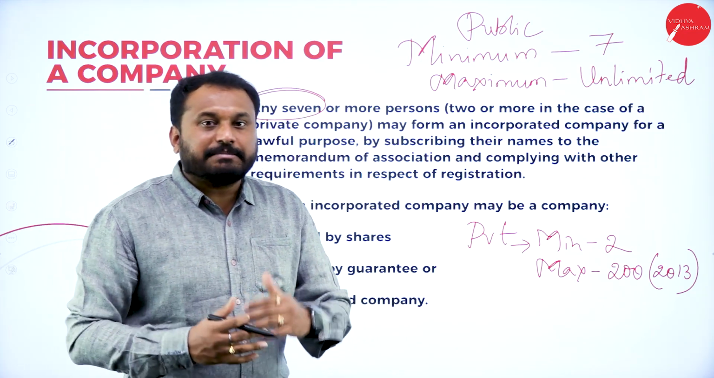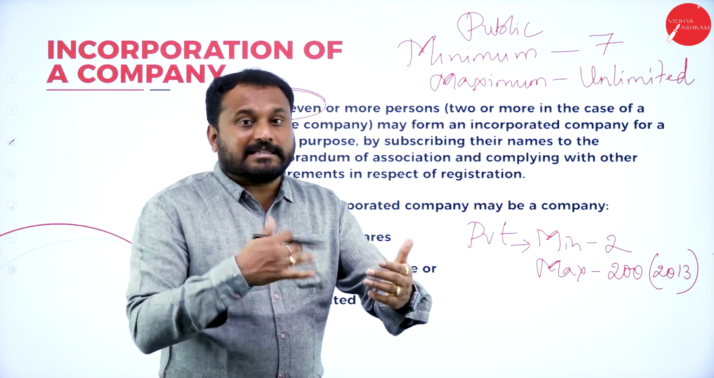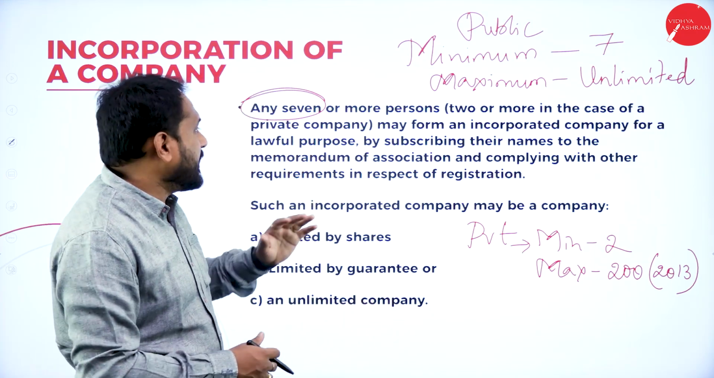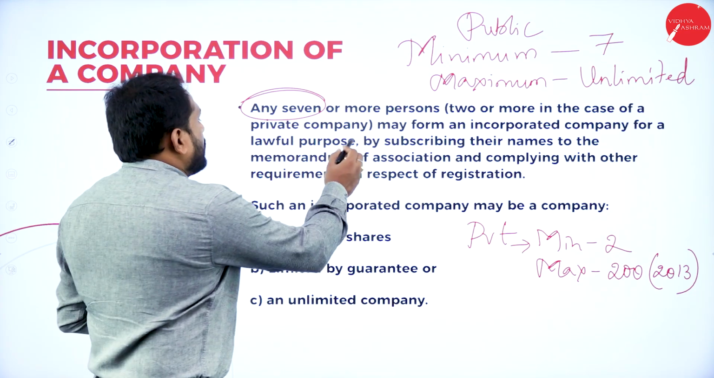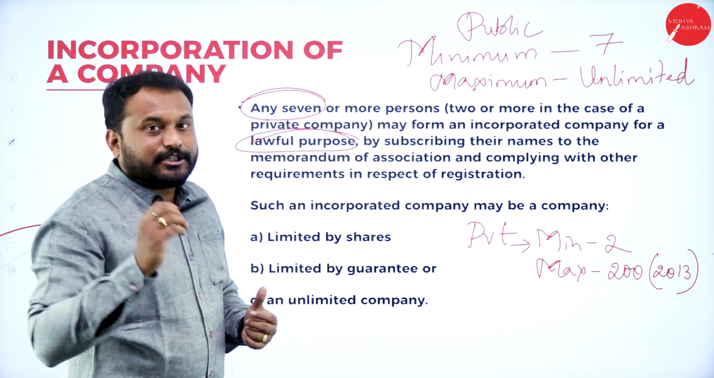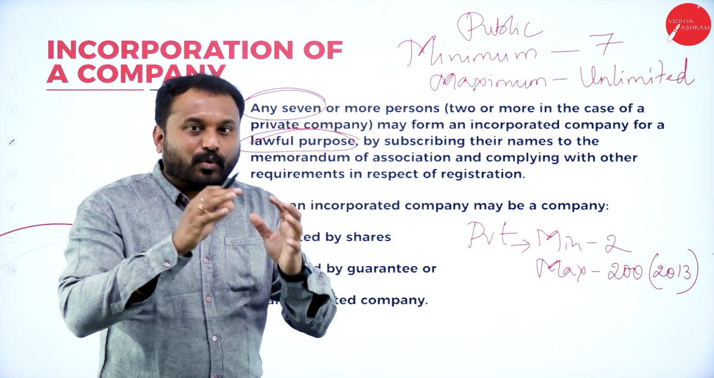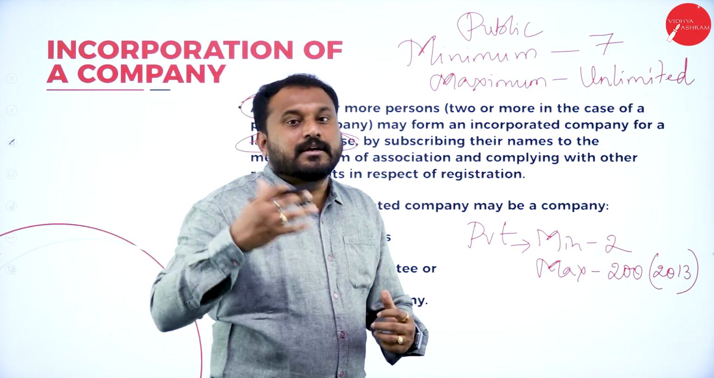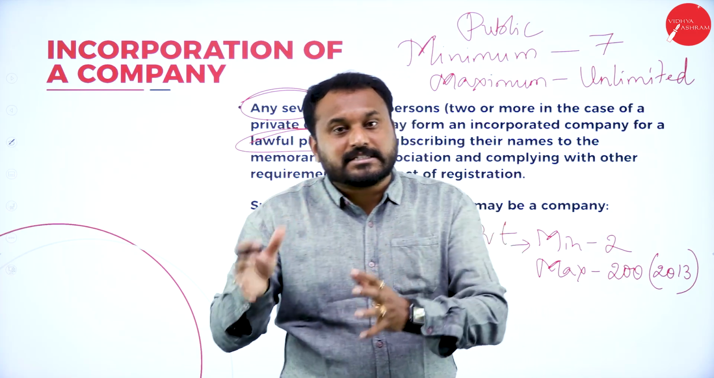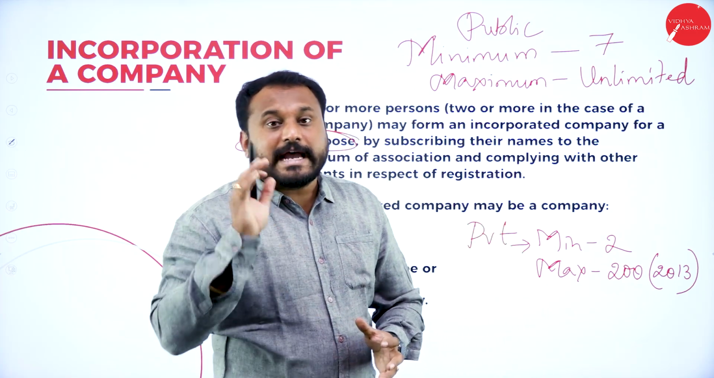For a private company, a minimum of 2 or more, but less than 200, people are supposed to be there. They may form an incorporated company for a lawful purpose. That means it should be what? Lawful. What does business mean? Buying and selling of goods and services on a regular cycle, plus the main motive is to earn profit, and it should be legal.